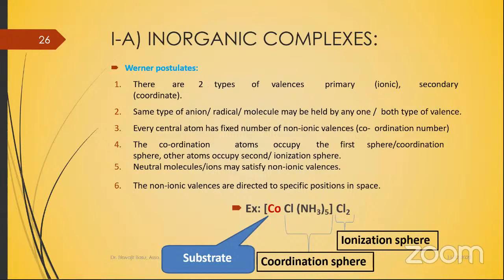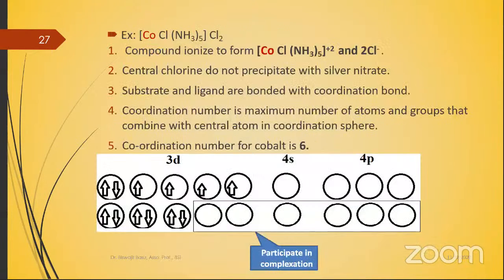Now, I already told you that the scientist Werner described the formation of complexes, especially inorganic complexes with metals. Now, cobalt seems to make use of its 3d, 4s and 4p orbitals. This one. Let me say this first, then we will come to this, okay?